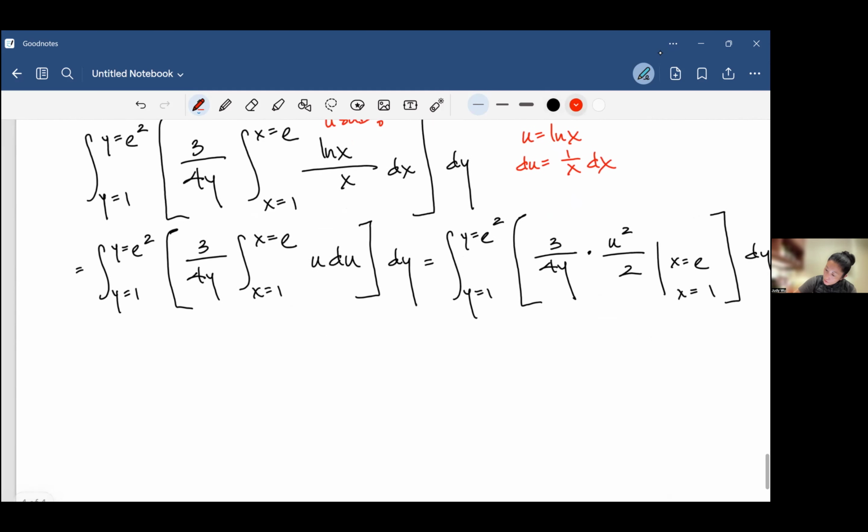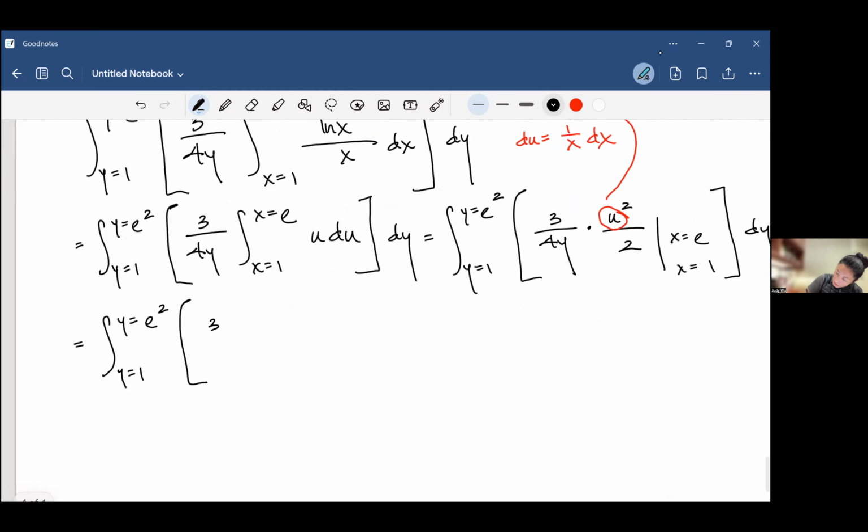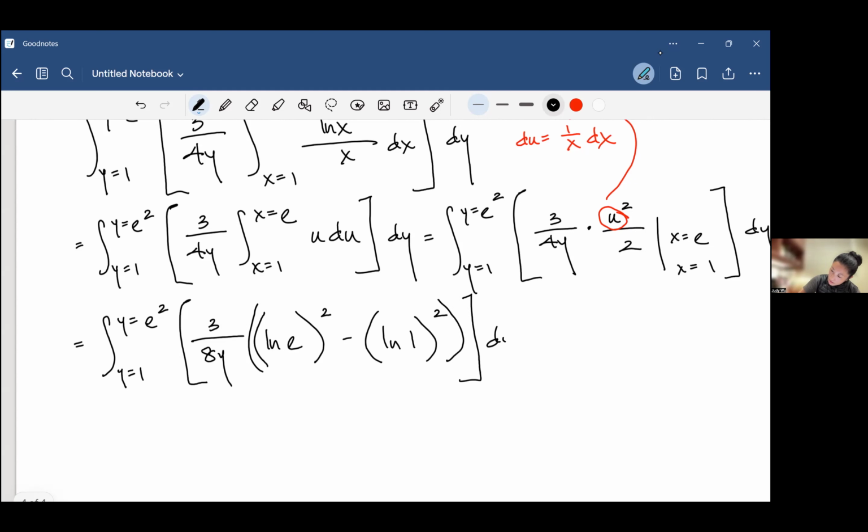Now, we know that u is natural log x. So what that gives us is 3 over 8y, right? So the 8 comes from the 4 times the 2. And my u squared is going to be ln of e squared minus ln of 1 squared. Okay, I plugged in my bounds.